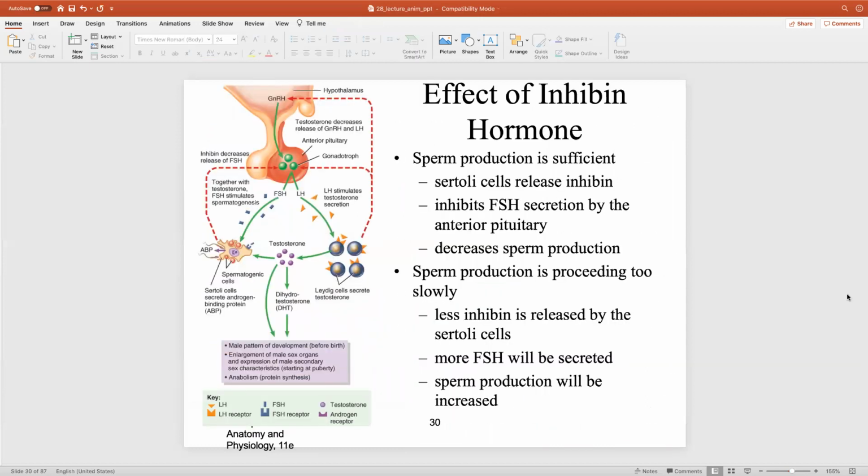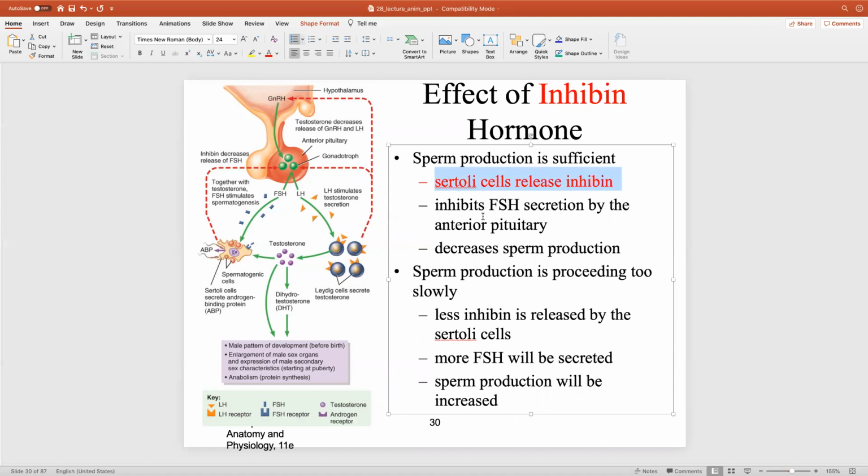Inhibin. Now, inhibin is a lot more important in the female reproductive system. In the males, it's going to inhibit the release of FSH right here, but that's about it. Sperm production is sufficient. When you produce enough viable sperm, Sertoli cells release inhibin. Inhibin then inhibits the release of more FSH from the pituitary gland. So this is a negative feedback system that allows us to regulate how much sperm we produce.